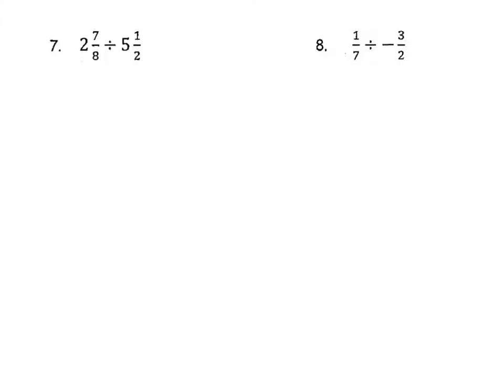Ooh, number 7. It's mixed numbers. Change it so that it becomes improper fractions. 2 times 8 plus 7. 16 plus 7. Oh, you're right. 23. Awesome. Over 8. Divided by 5 times 2 plus 1. 11 over 2. Now, second fraction. Switch the second fraction.